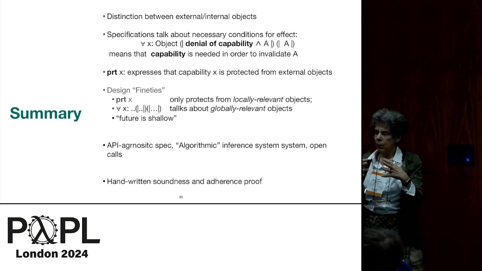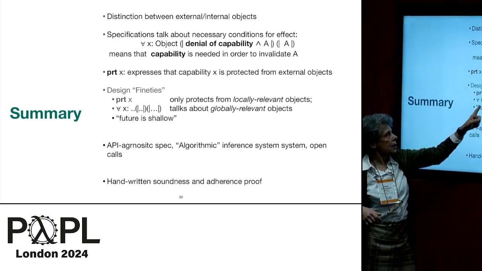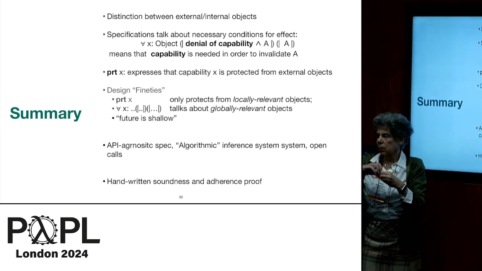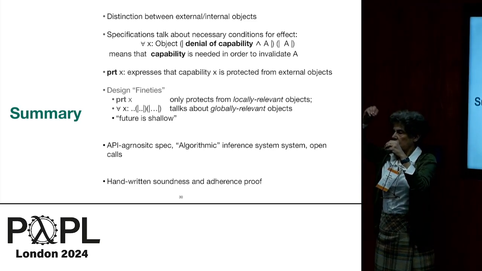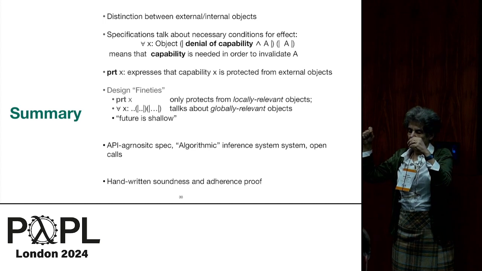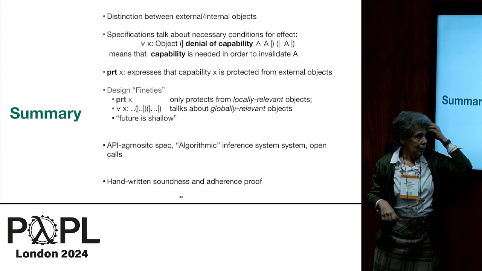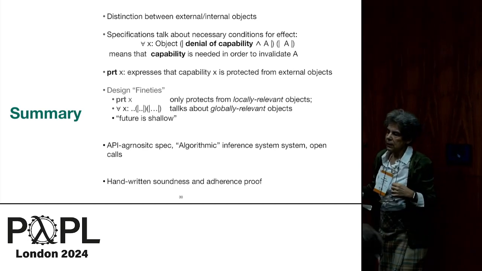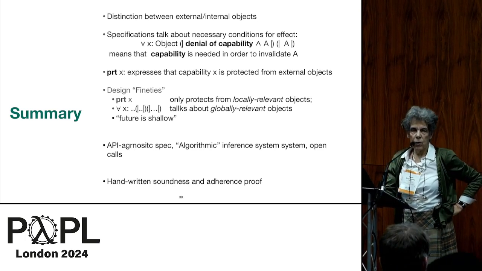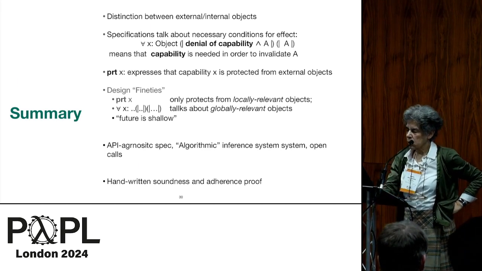There are some fine points in the design. When we look at protection, we are looking only at locally relevant objects. When we look at those assertions, we are looking at globally relevant objects. And the future is shallow. We are only looking at what can be called from the current stack into the future, but not ever returning from the current top of the stack. We have specifications that are API agnostic, open calls, and so on. And the state of work is that the proofs are handwritten, but with those handwritten proofs we can prove soundness and adherence of the good modules to the specification.